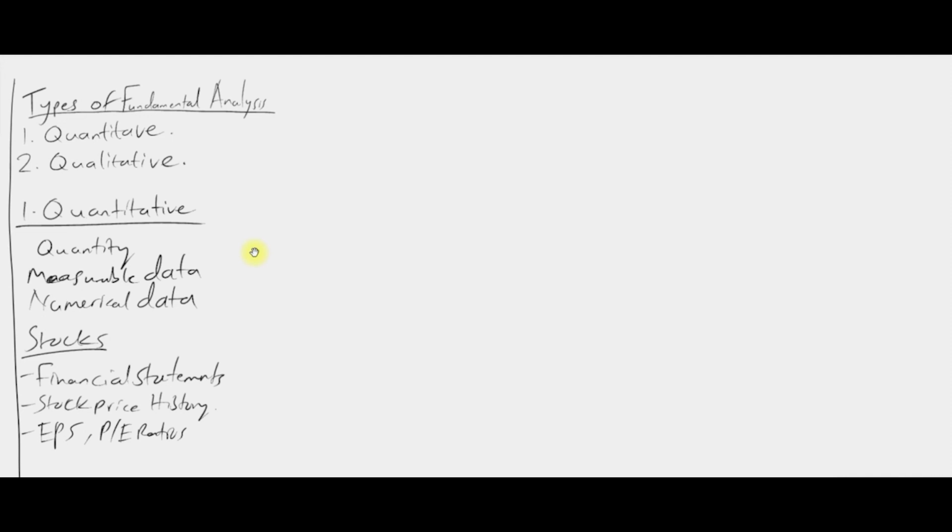In quantitative analysis for stocks, this is where we look at the financial statements, the financial health of the company, the stock price history, EPS, and PE ratio. EPS is earnings per share, how much revenue the company is actually generating. Now let's go to the economic data.